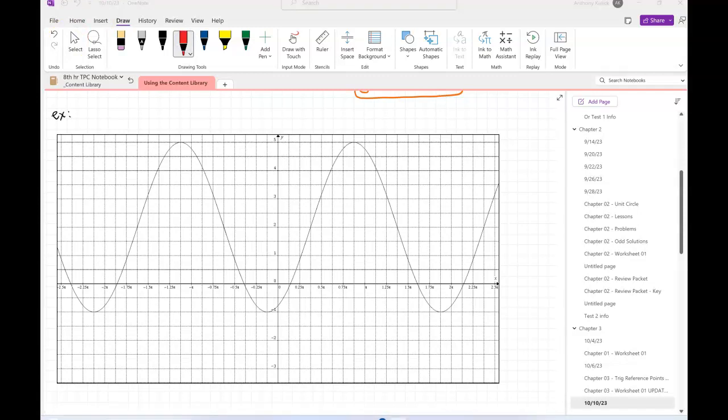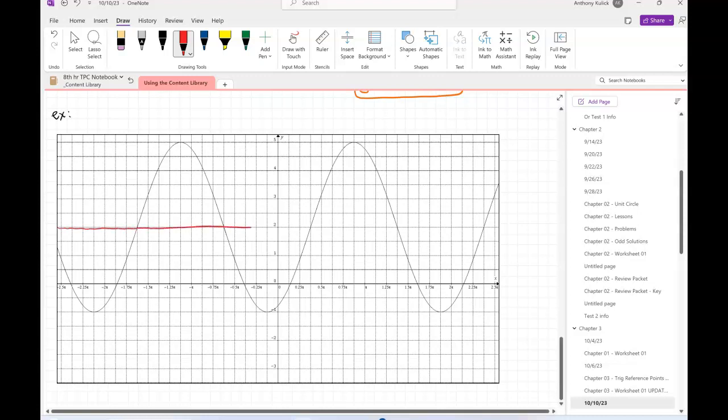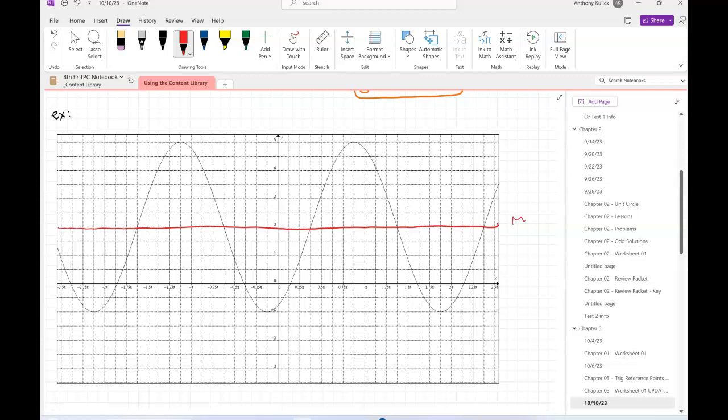All right, so who said the midline was 2? If you did, that's great. Who said that the amplitude was 3? So our A is plus or minus 3.